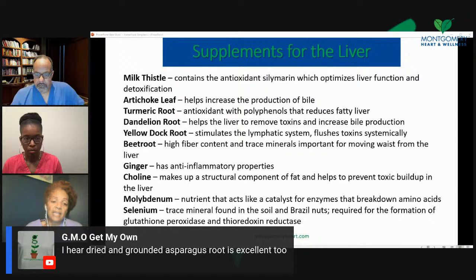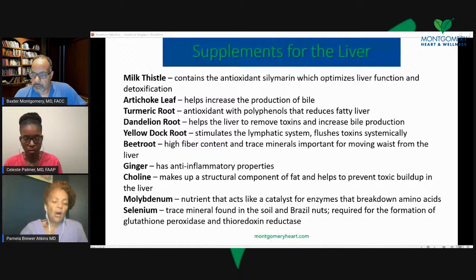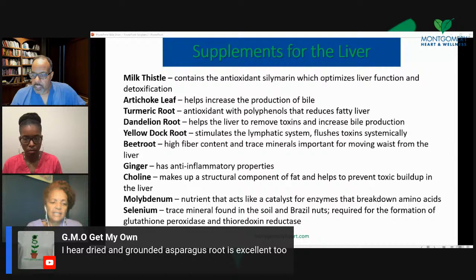But artichoke is great for selenium as well, as the food. But just to know, teas are a weaker form. So I don't think of them as usually therapeutic, with a few exceptions. And then the ground asparagus someone mentioned here.